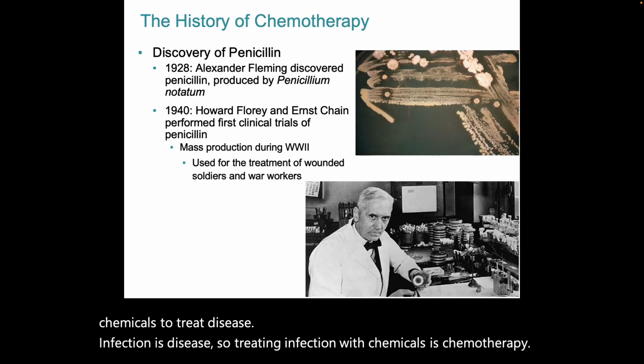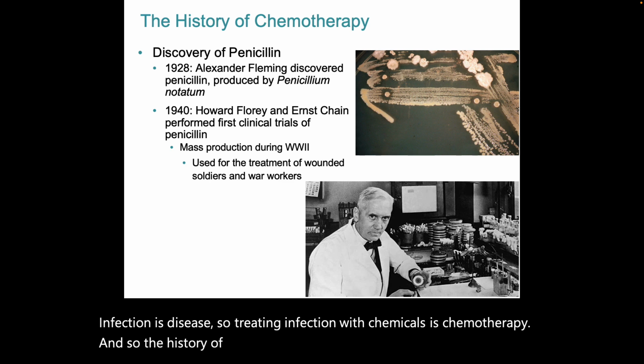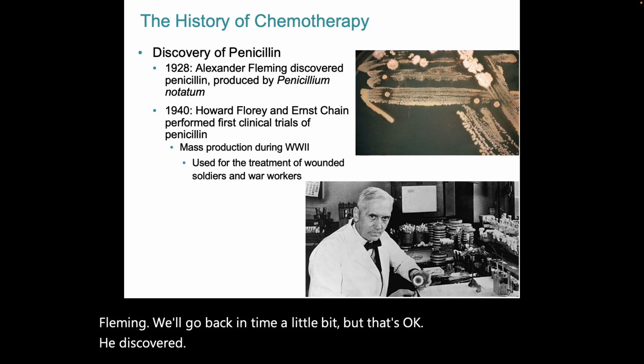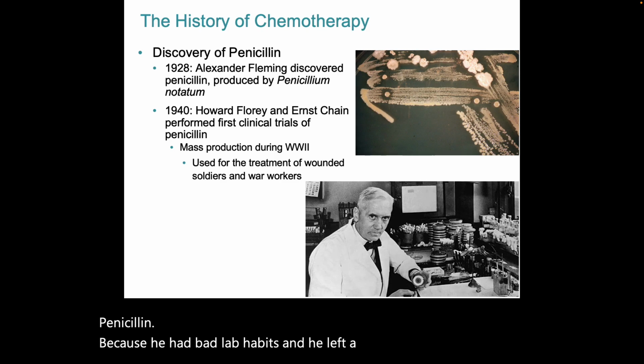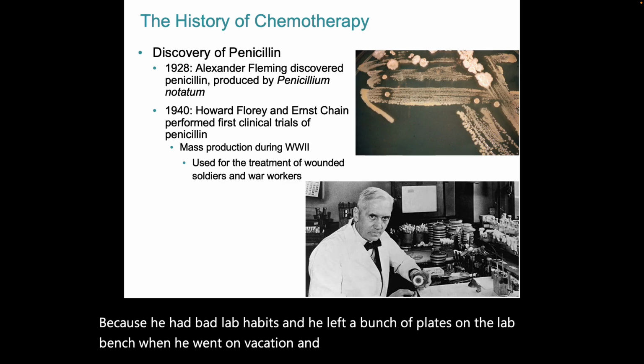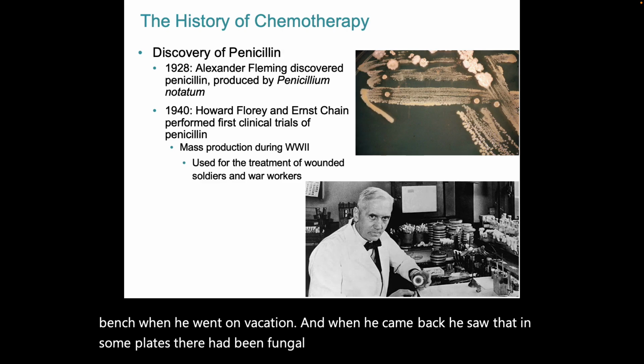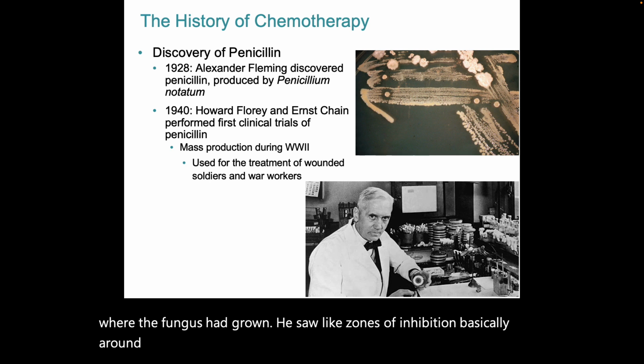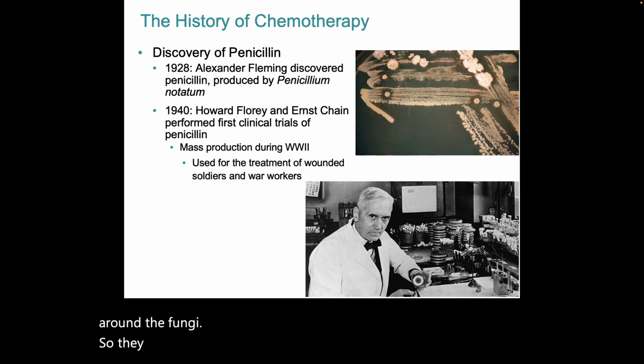And so the history of chemotherapy, we often start here with Alexander Fleming. We'll go back in time a little bit, but that's okay. He discovered penicillin because he had bad lab habits and he left a bunch of plates on the lab bench when he went on vacation. When he came back, he saw that in some plates there had been fungal growth, but the microbes couldn't grow where the fungus had grown. He saw zones of inhibition basically around the fungi. So they called it mold juice, which is not a very attractive name for a compound. Yeah, come get your mold juice today.